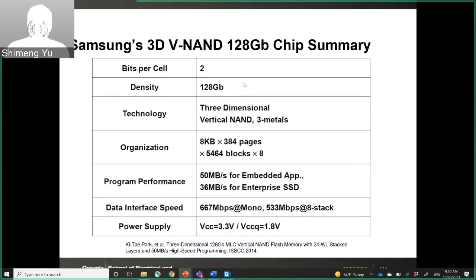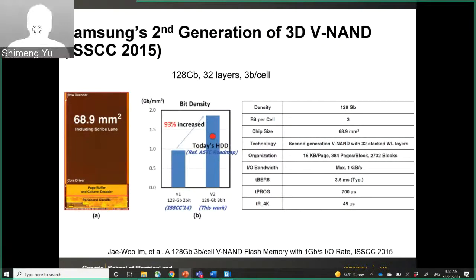So this is a summary of the first generation 3D V-NAND, and I will not repeat that. Yeah, you can review those specs. After that, I believe Samsung published every year at ISSCC, the major circuit conference, about their new generations of 3D V-NAND. Until today, it has been like the 7th or even 8th generation.